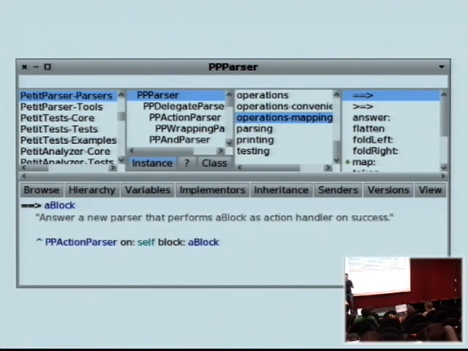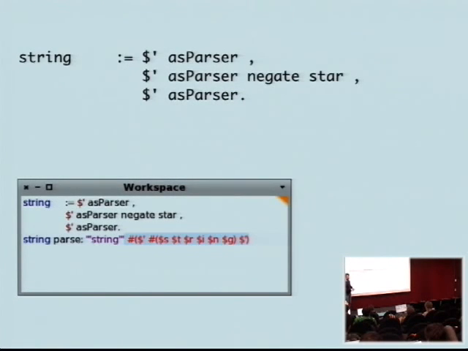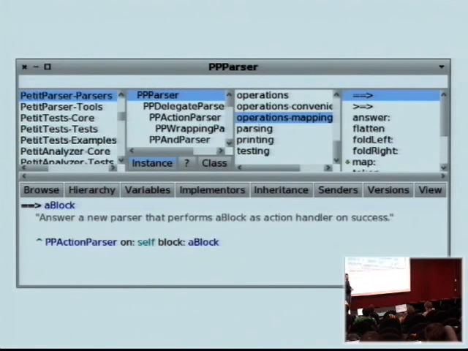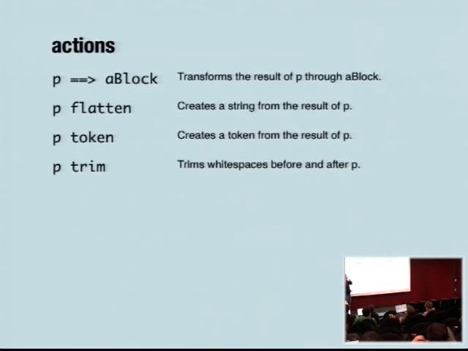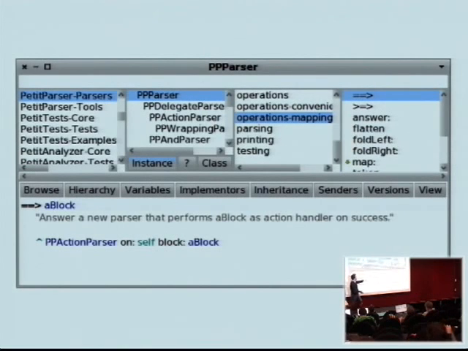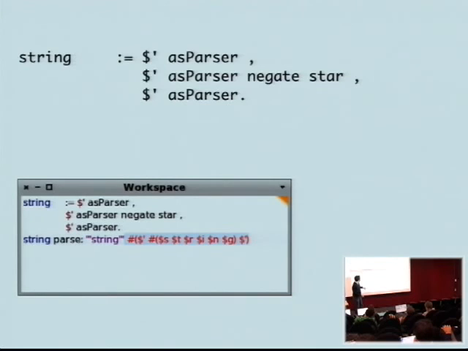Questions? Which one? Oh, this one. Flatten, token, trim, and this one. We could go a long way with just these. There are many more others, so you don't have to write it down. You only have to write this one down in the operations mapping category.